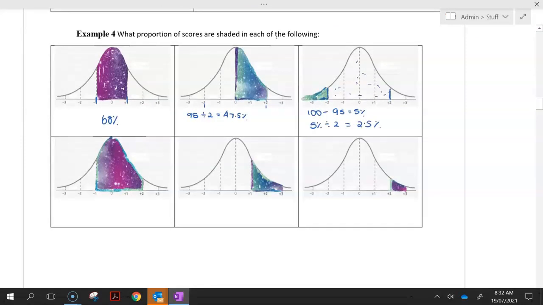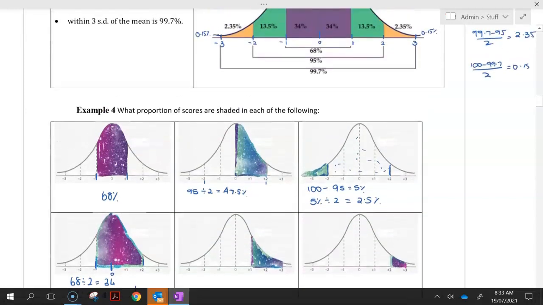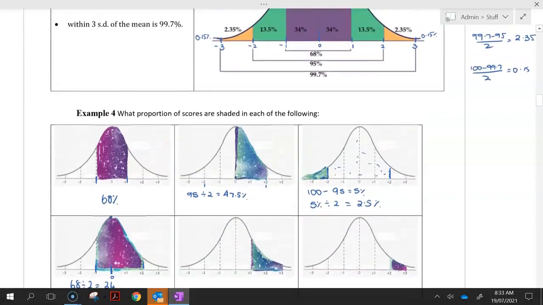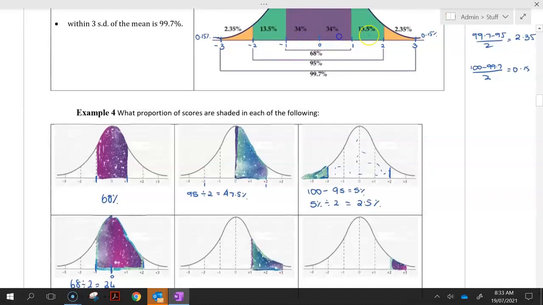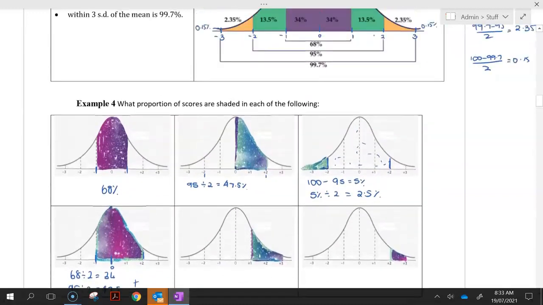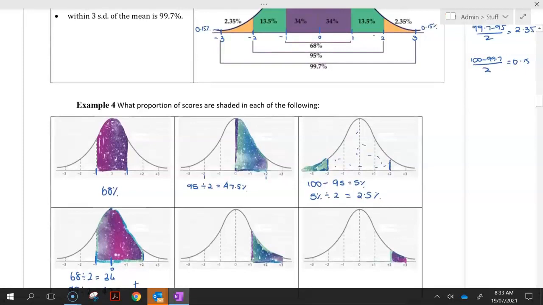Okay, what about between -1 and +2? Well, from -1 to 0, it's half of 68. And from 0 to +2, it's half of 95. And then if I add them up, I'll have the percent that I need. 81.5%. Or, as I said before, you could add up 34, 34, and 13.5, and you would get the same result. Okay, you have a go at the next two, and then we'll check those in class together.